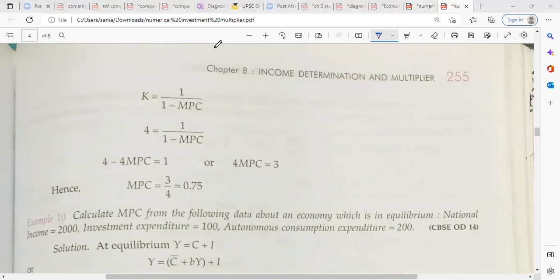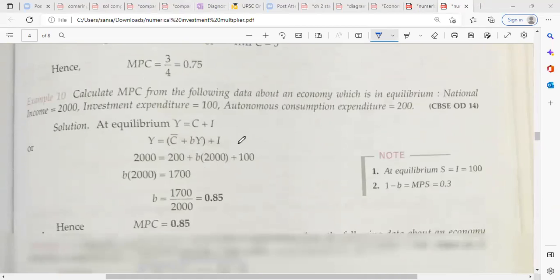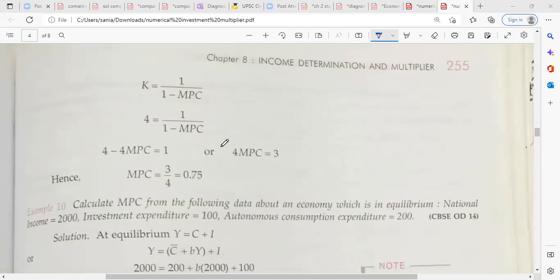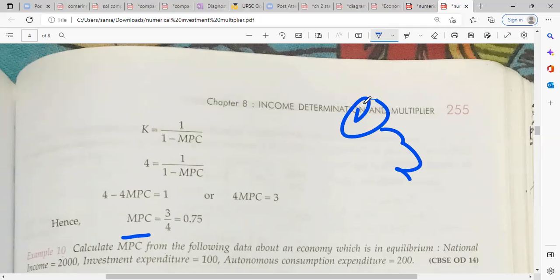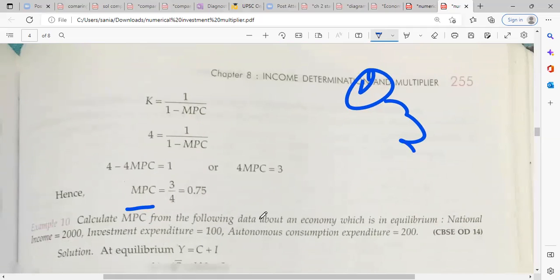Yes, ma'am. Okay, now coming to this one, you have the same formula, but see, calculate MPC. You have to calculate MPC from the following data about the economy, which is in equilibrium. National income is given, investment expenditure is given, and autonomous consumption expenditure is given. So you have to recall the first question we did when we started the numericals. You have that formula, right?